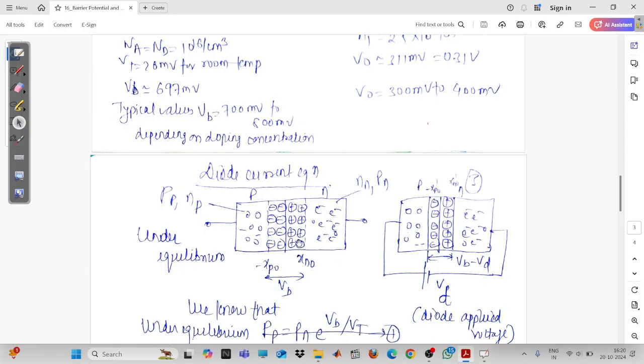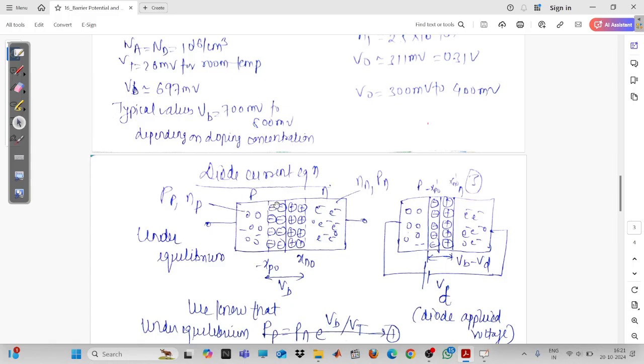When you join the P-type and the N-type semiconductor, the charges around this PN junction will try to diffuse, and due to diffusion, the electron-hole pairs will be recombined. The electron will recombine with the hole, and they will vanish, and because of that, a layer will be formed which will be depleted of all the charge carriers.